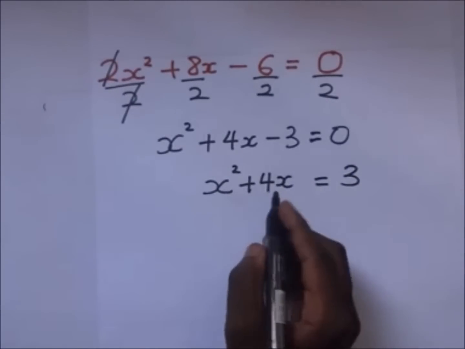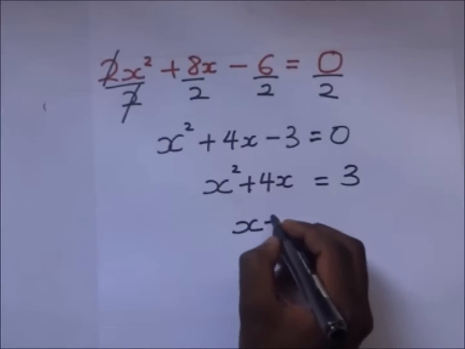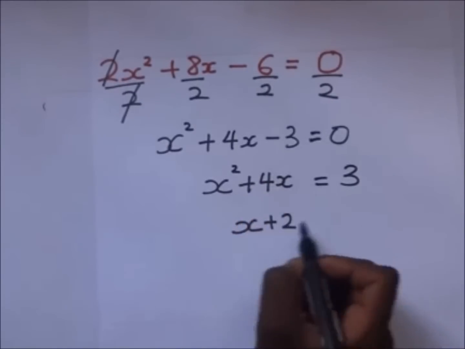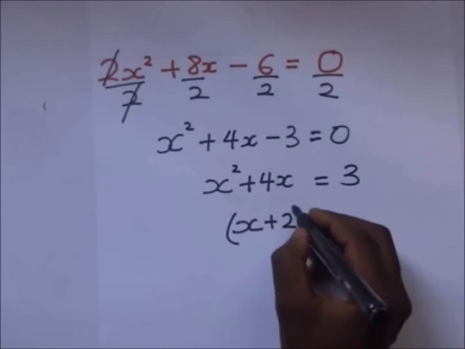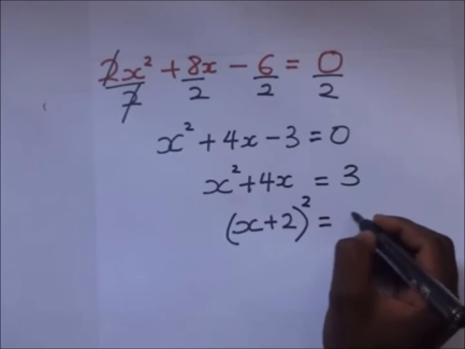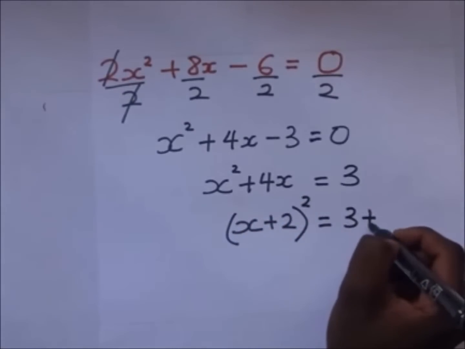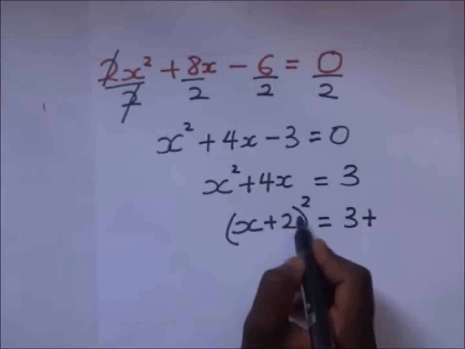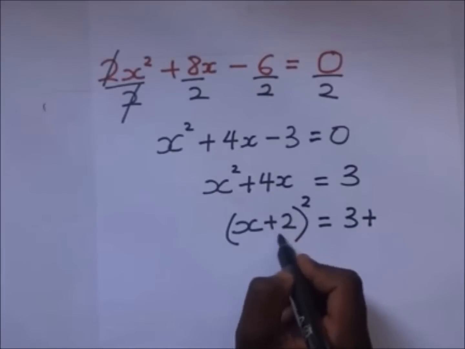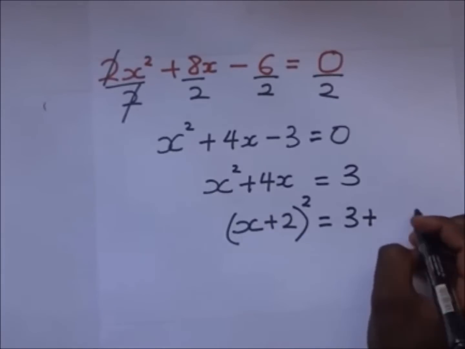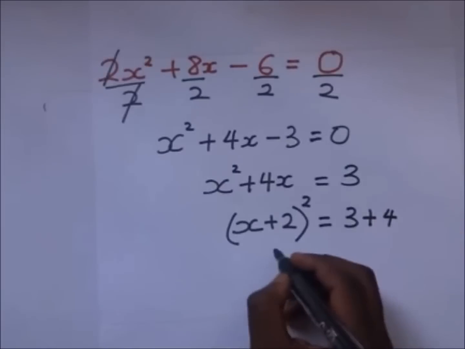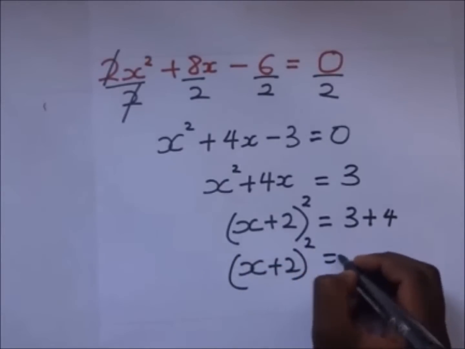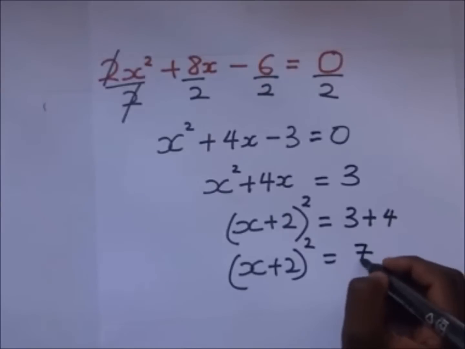4 divided by 2 is 2, so it becomes x plus 2, because this is positive 4. Positive 4 divided by 2 is positive 2, so it's x plus 2, and this becomes a perfect square, equal to 3. Then we add this number squared, 2 squared, which is plus 4. So this becomes x plus 2 squared, giving us 4 plus 3, which is 7.